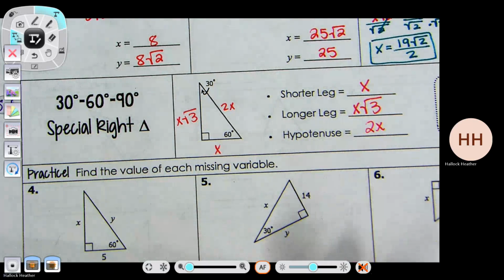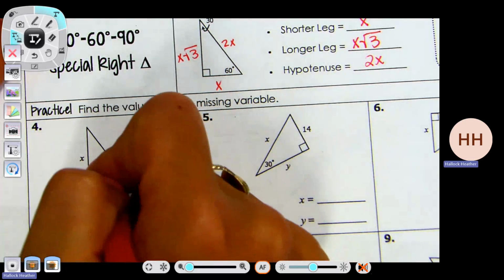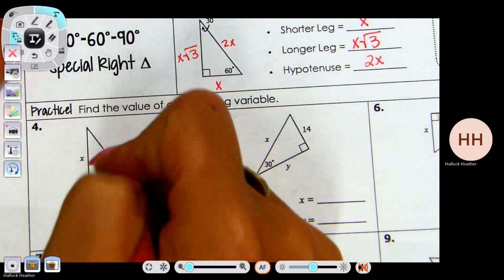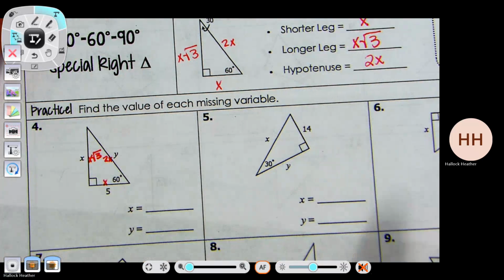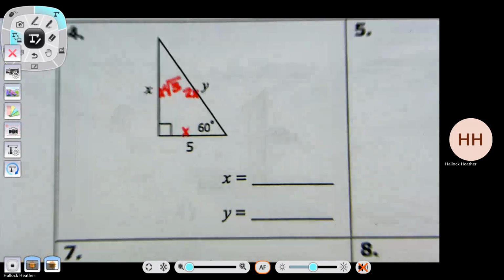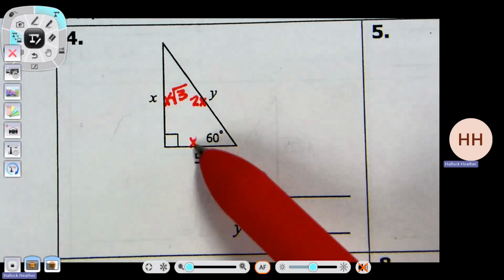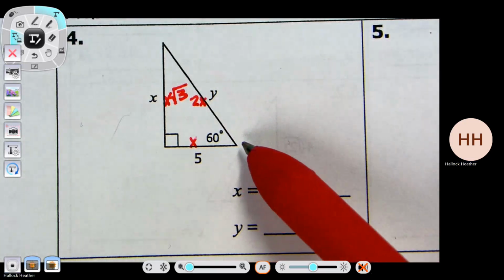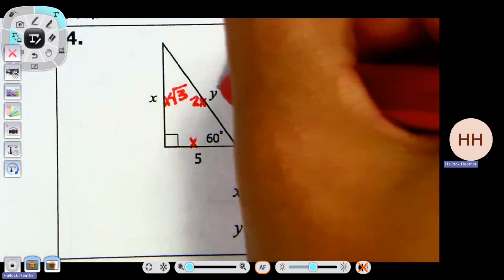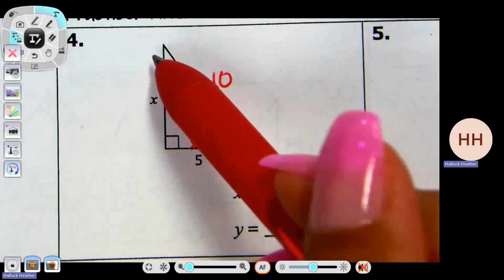Okay, for number 4, we're going to start by putting the formula inside the triangle because it's just going to help you. So we're going to put an X here, we're going to put a 2X here, and we're going to put an X square roots of 3 here. So I'm given 5. 5 is X. So how much is my hypotenuse? 10, because it's 2X. So if this is 5, this is 10, how much is going to be the height of your triangle?